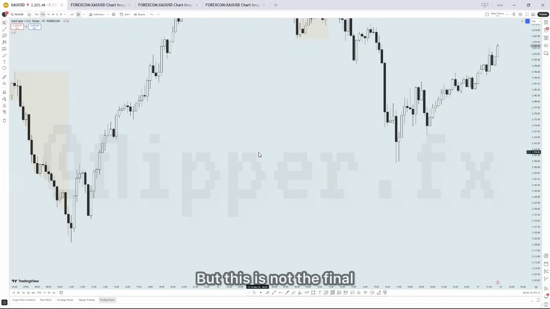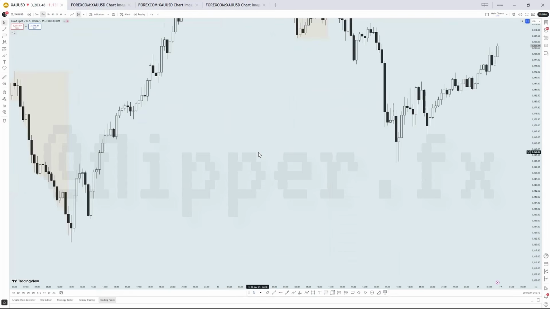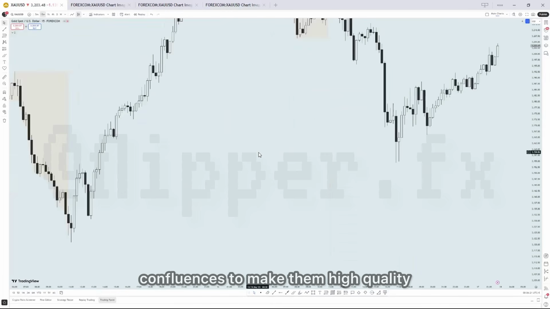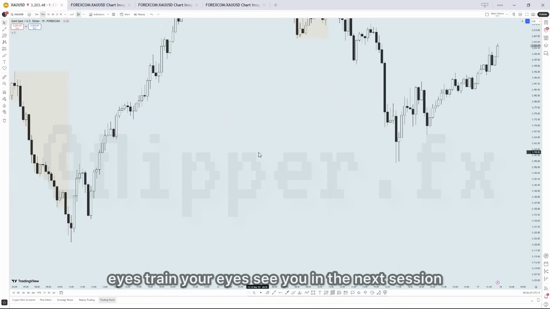Okay. So this is the logic behind our point of interest. But this is not the final or actual way of marking it. In the upcoming session, we will learn how to find more points of interest and how to align them with multiple confluences to make them high quality. When done right, price won't stay at the level for long, and you will be able to catch trades with little to no drawdown. I repeat again, train your eyes, train your eyes, train your eyes.